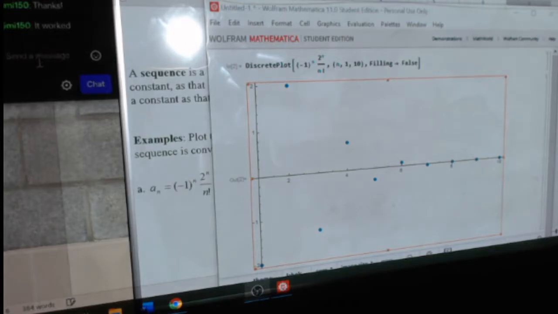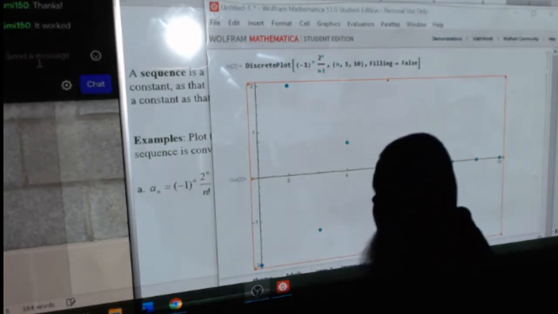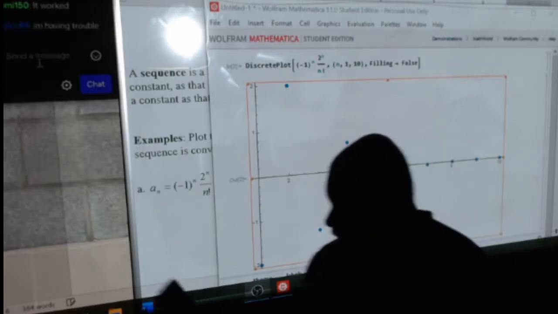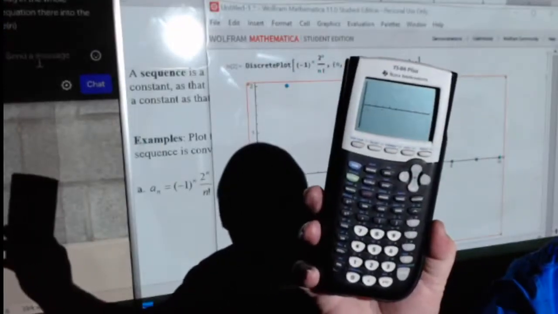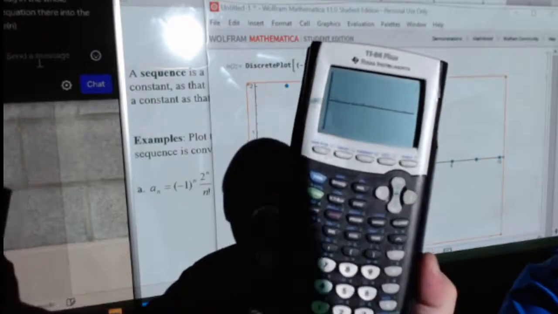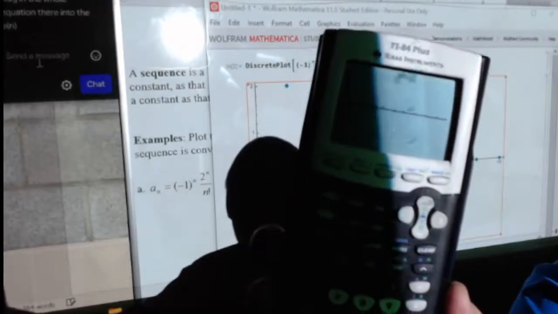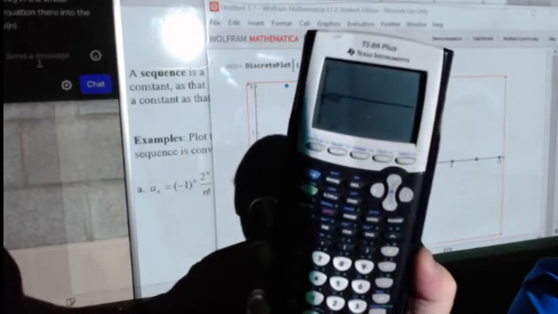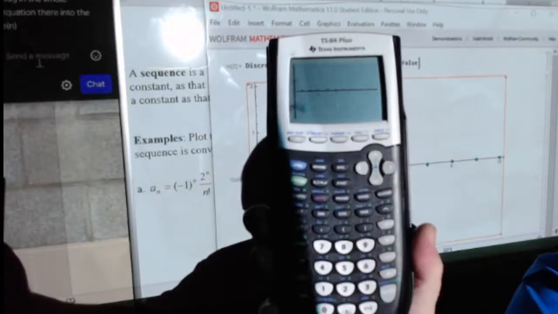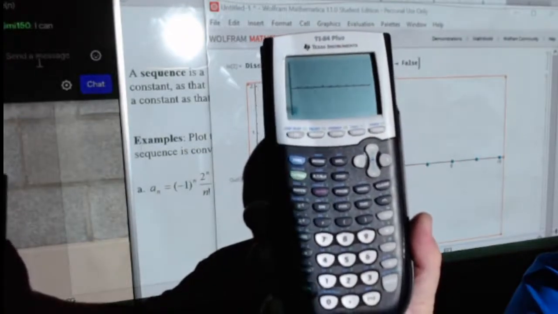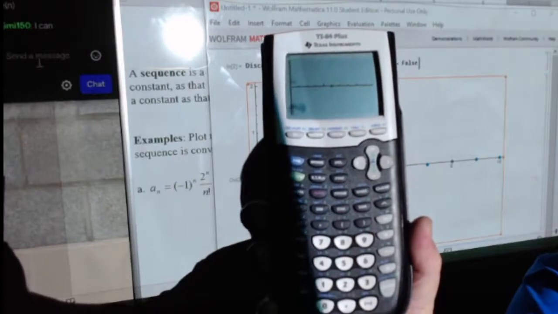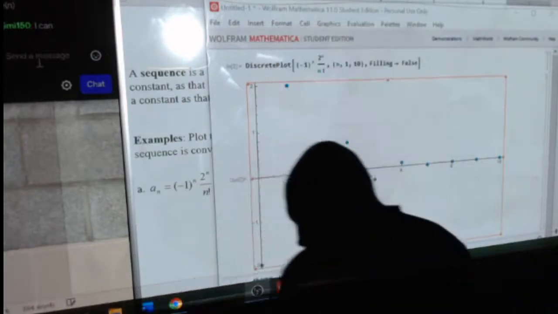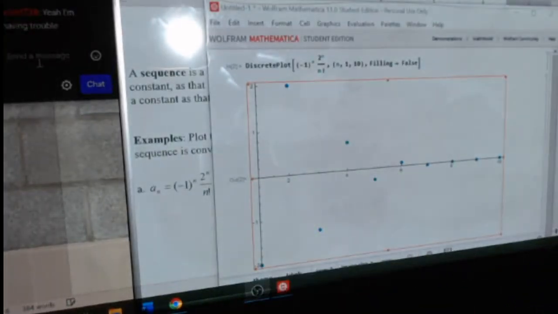So I cut my window down so that I have only positive values of x because there can't be negatives here. And I don't know if you can see those little dots or not. Probably not with all the shadows. Maybe you can see them there. So that is just the same plot as we have here, done on Mathematica.